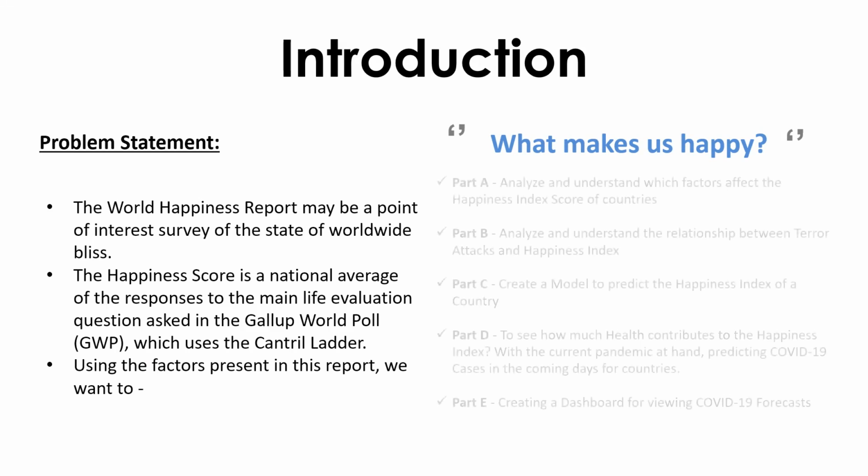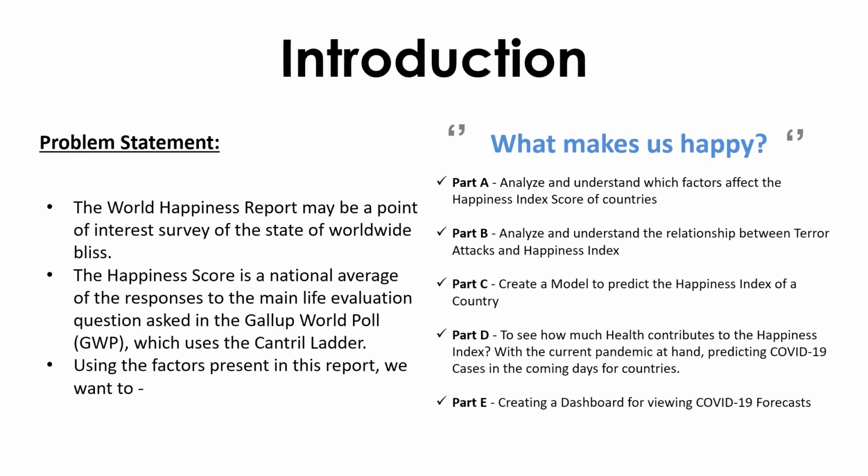In order to answer that, we divided our project into 5 parts. Part A is analyzing and understanding what factors actually affect the happiness index score. Part B is analyzing and understanding the relationship between terror attacks and happiness. Part C is creating a model to predict the happiness index of a country.